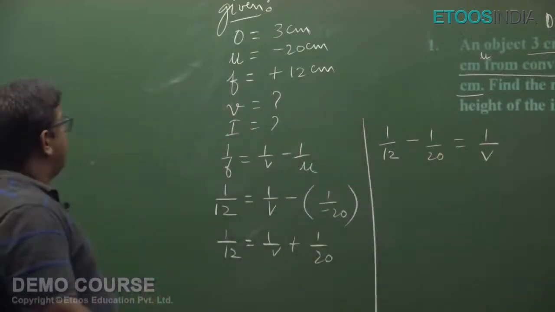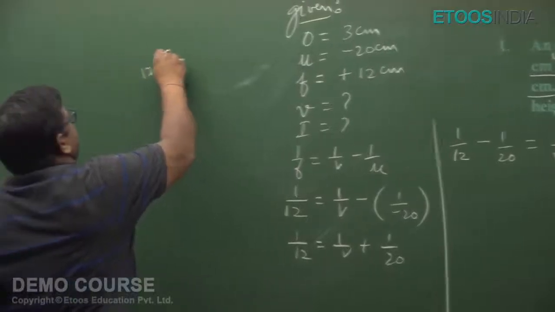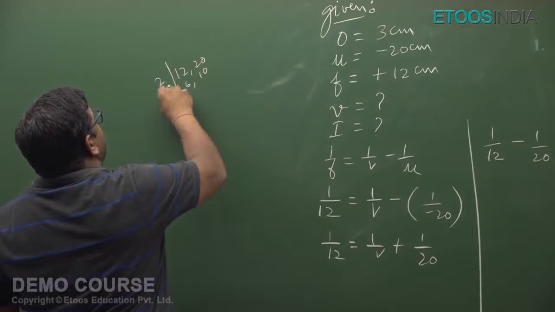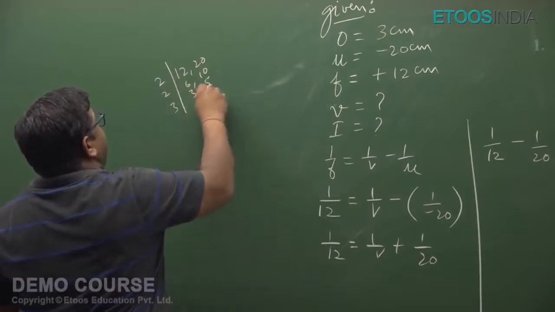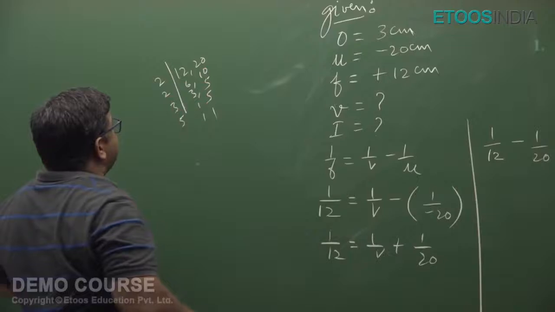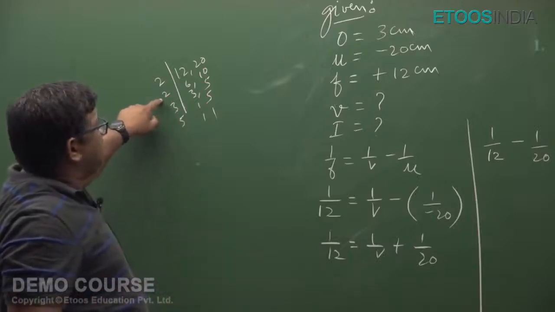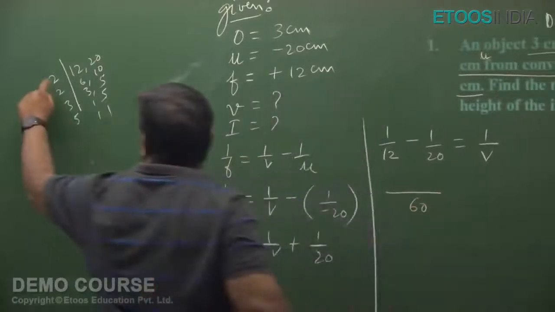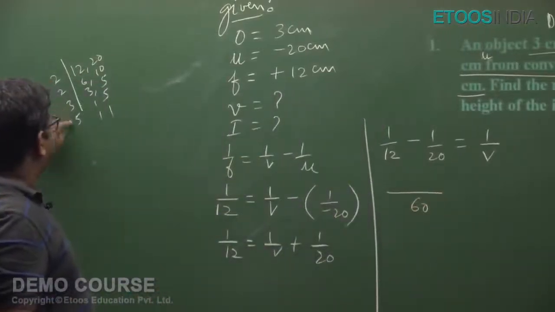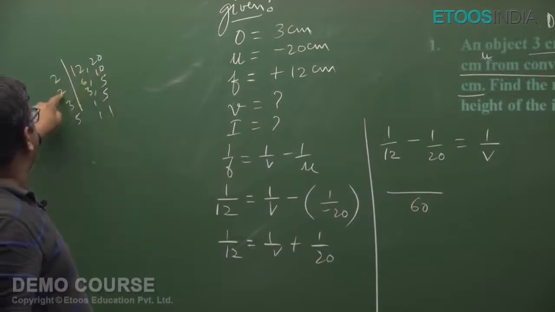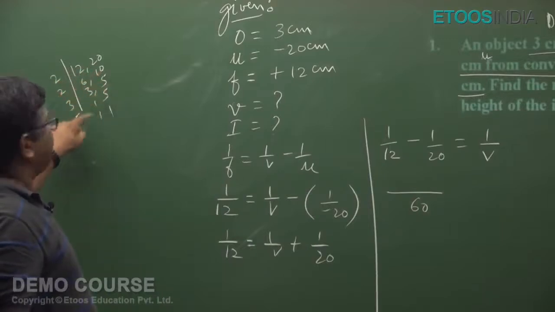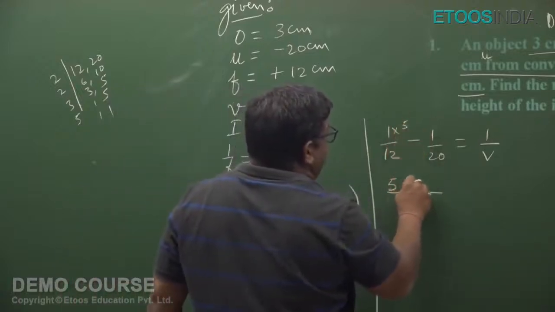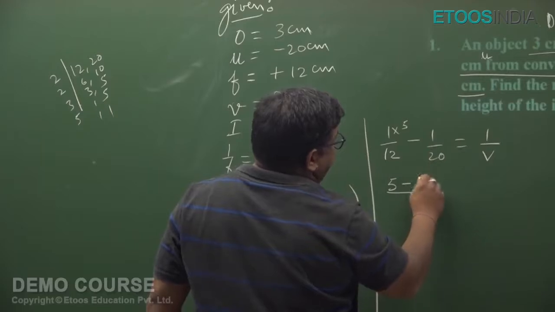Okay. Now let's see what is the LCM of 12 and 20. Dividing by 2, 6, 10; 2, 3, 5; 3, 1, 5; 5, 1, 1. 2 times 2 is 4, 4 times 3 is 12, 12 times 5 is 60. So the LCM is 60. Let's check it again. Yes. So 60 divided by 12 is 5, and 60 divided by 20 is 3.